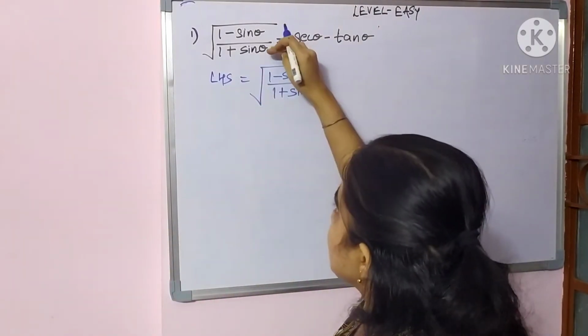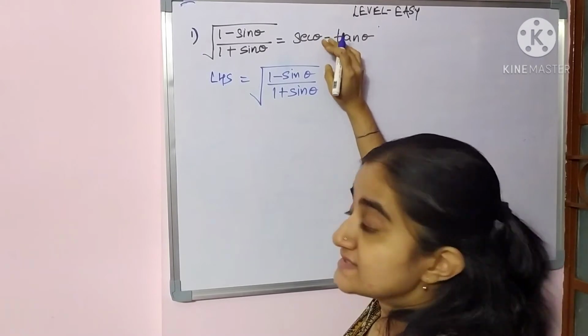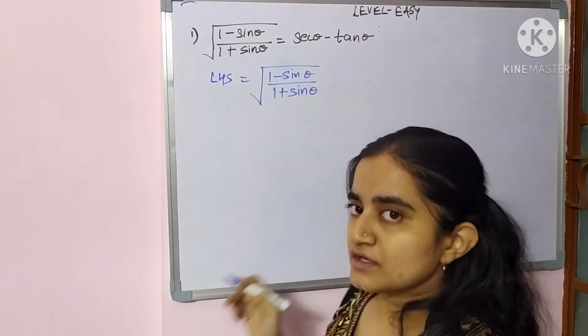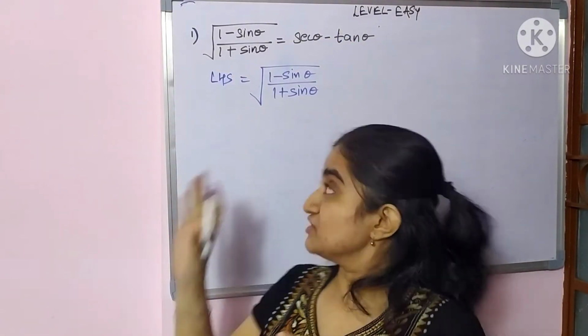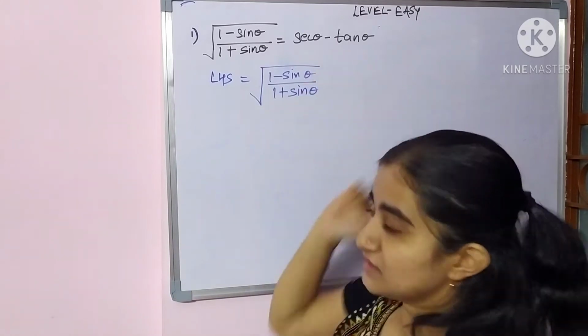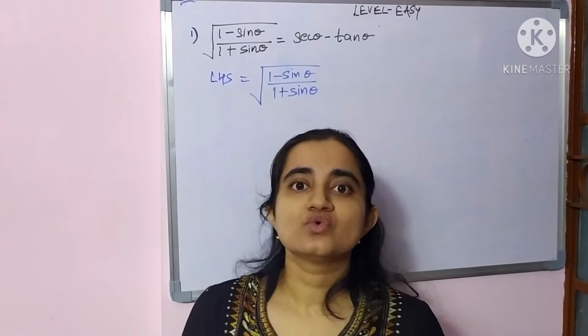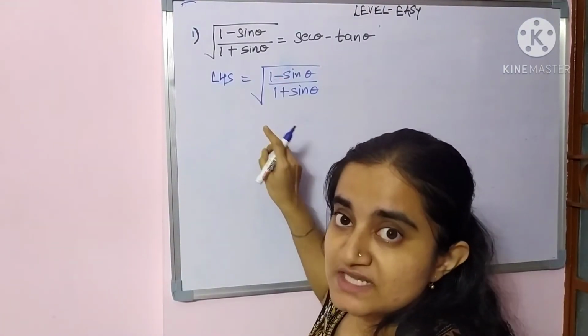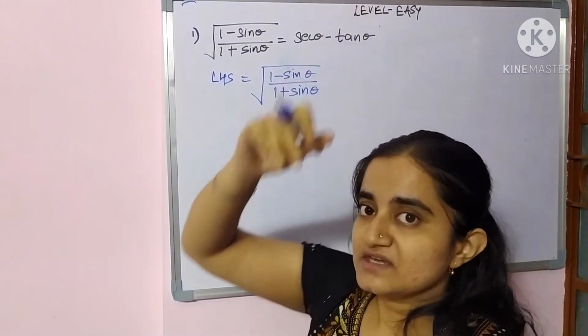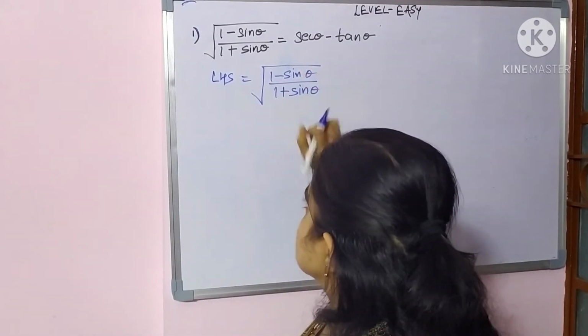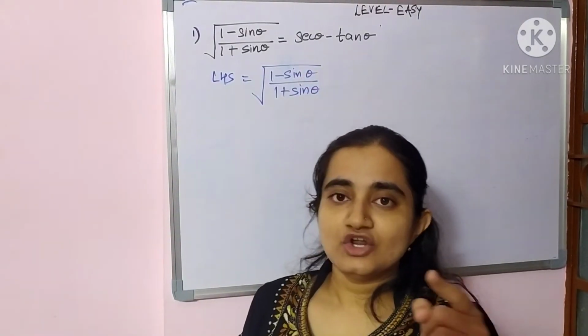See, from sin theta, we have to move to sec theta and tan theta. Now, we have to convert this full expression into sec and tan. So this will be our aim. Set the aim while solving the question. From the start, we will set an aim to convert this to the sec and tan part. So this is our part, and its deadlock is here only.